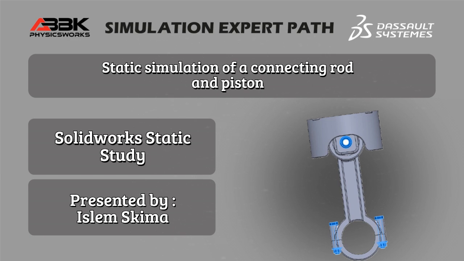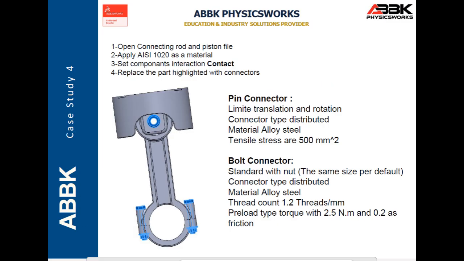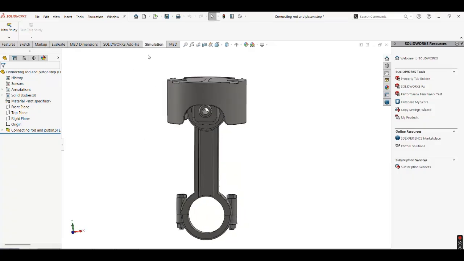Today we will analyze the behavior of a piston connecting rod using a static simulation. In this study, we will perform a static simulation of the connecting rod and piston to analyze their behavior under different mechanical constraints. The goal is to verify the ability of these components to withstand the applied forces without exceeding their strength limits, ensuring their proper functioning and safety under real-world conditions.